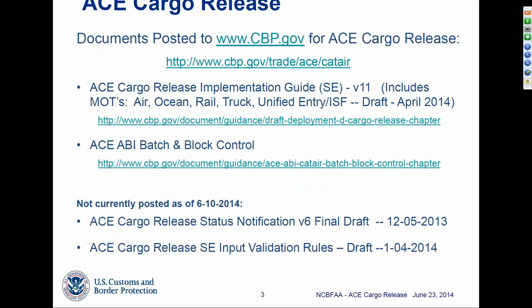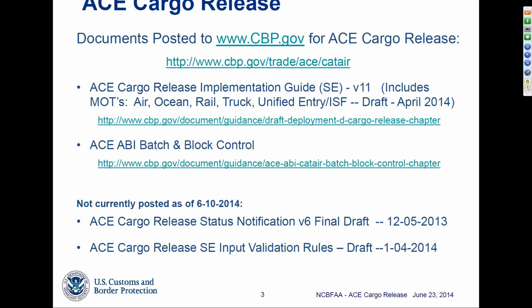Some of the documents that are important to this presentation and important to proceeding forward are the CAT-AIR chapter, which we refer to mostly as implementation guides. For the SE transaction is the ACE entry, or ACE cargo release, formally simplified entry. It is posted on the web. I'm sure most of you know that the cbp.gov had some reshuffling and a brand new look. So I've put in here the latest hyperlink to get you directly there.